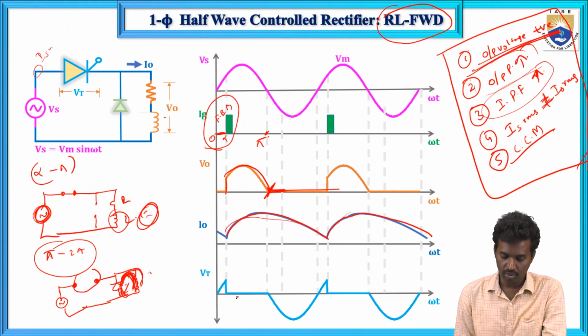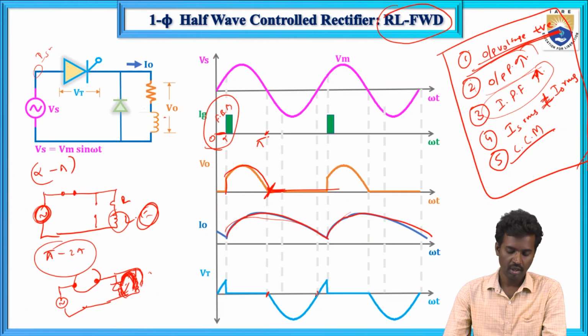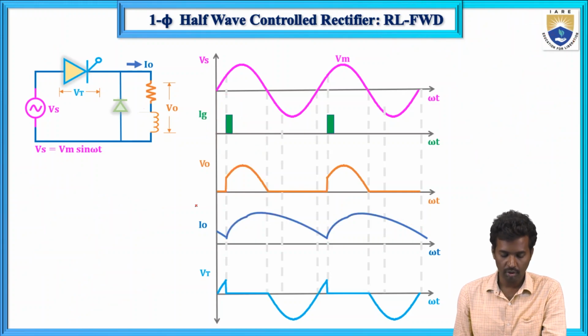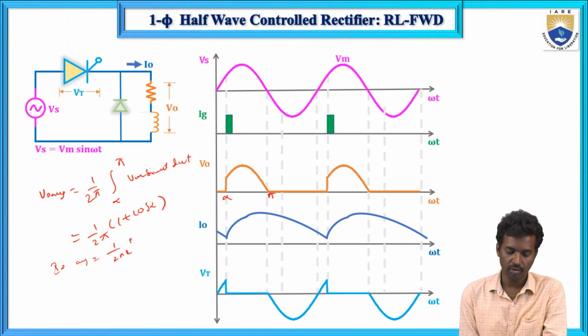And now the thyristor voltage is up to this point only, and the remaining duration is this one. Now, what is the output voltage formula? The output voltage V0 average equals, from alpha to pi only, 1 by 2 pi times the integral from alpha to pi of Vm sin omega t d omega t, that equals 1 by 2 pi Vm (1 plus cos alpha). Now I0 average equals Vm by 2 pi R (1 plus cos alpha).